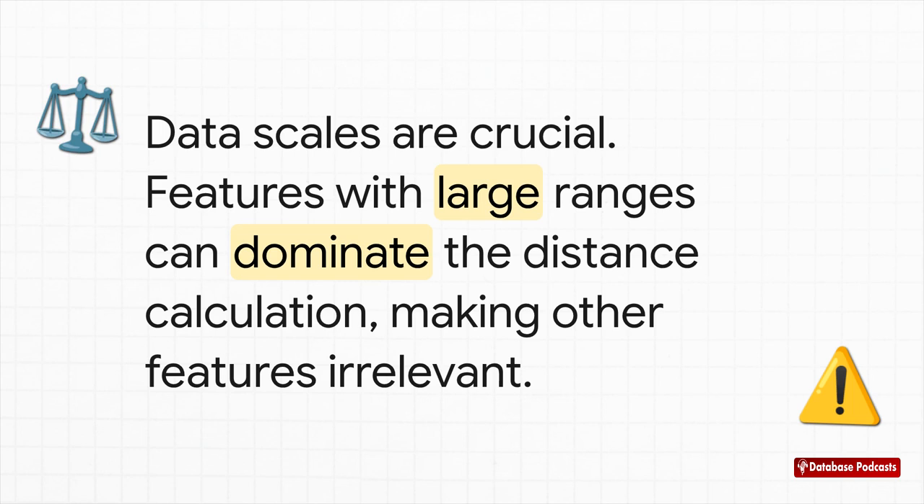When one of your features, like height in centimeters, has a way bigger numerical range than another, like weight in pounds, it can totally overwhelm the distance calculation. It basically makes the smaller scale feature almost invisible. This is exactly why scaling your features is so important before you ever run KNN.